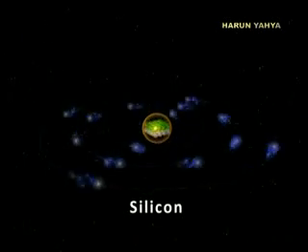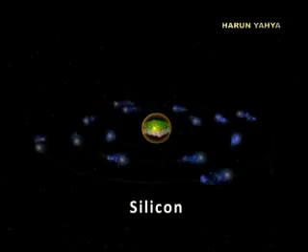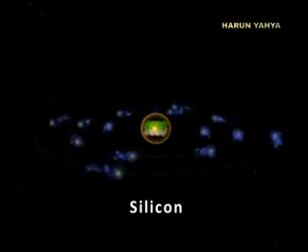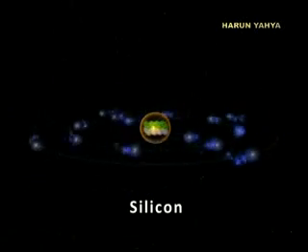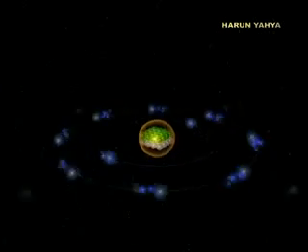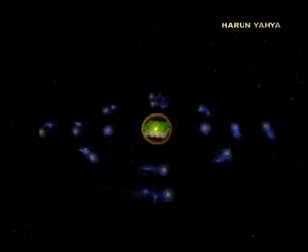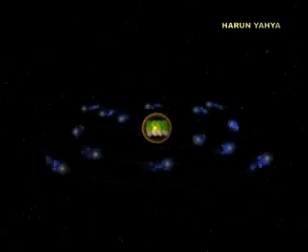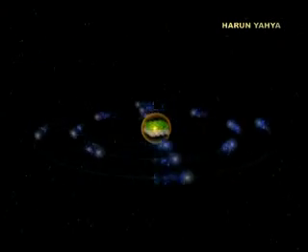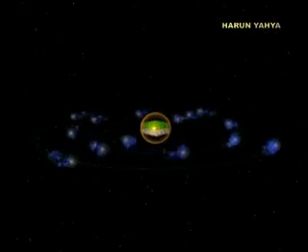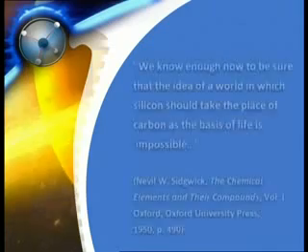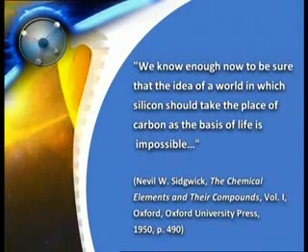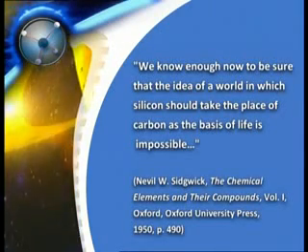Although silicon is an element very close to carbon, it is unable to form such powerful bonds with its own atoms. The bond it establishes is weak and unsuited to the formation of long chains. In his book, The Chemical Elements and Their Compounds, the British chemist Neville Sidgwick describes how there is no alternative to carbon. We know enough now to be sure that the idea of a world in which silicon should take the place of carbon as the basis of life is impossible.